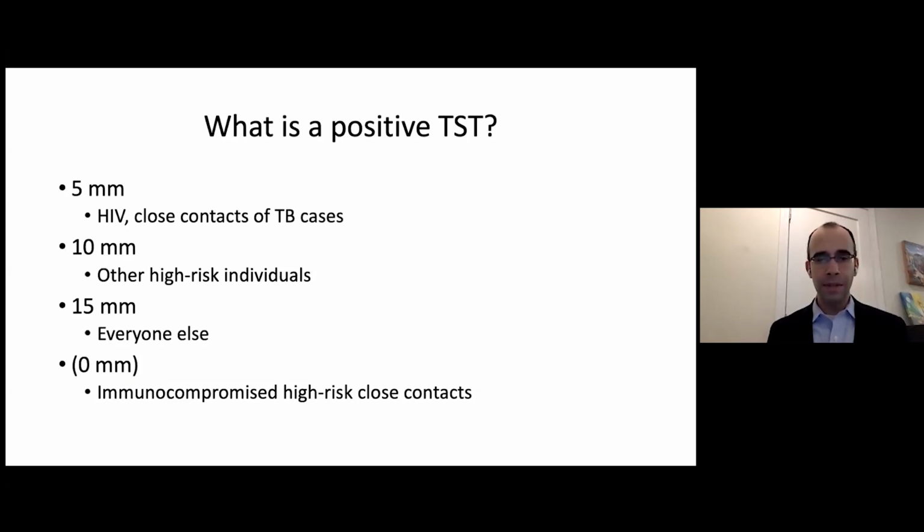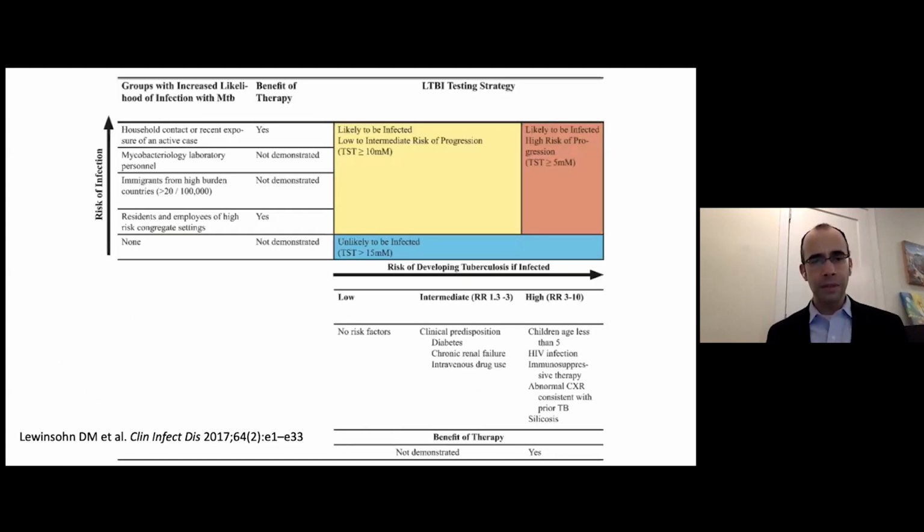So that patient population is at such high risk of developing TB if they're a close contact with somebody with known active TB that they would just be treated regardless of TST results. And so this is from the guidelines that were published in Clinical Infectious Diseases in 2017. And on the y-axis is increasing risk of infection.